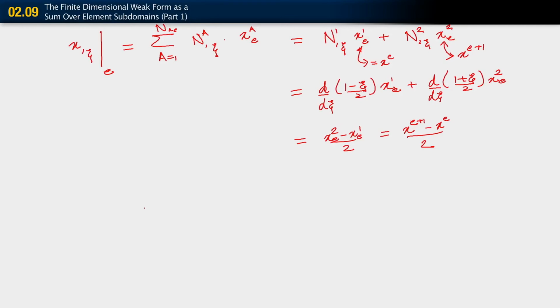Now, what we will do is observe that x_{E+1} minus x_E for element E is simply the length of that element. So we will write this as h_E over 2, where this is to be viewed as the element length.